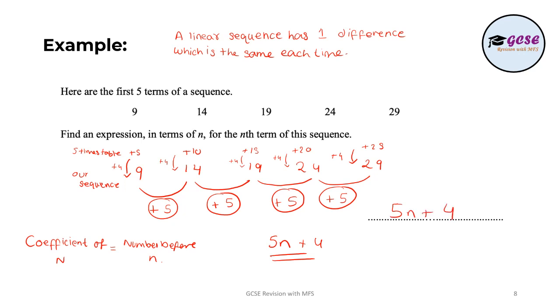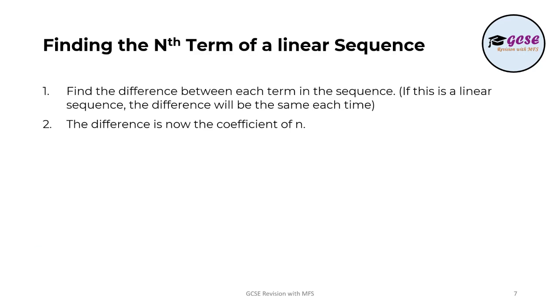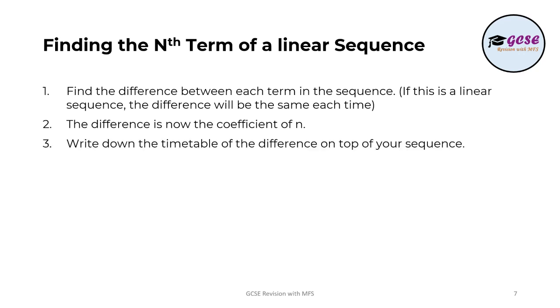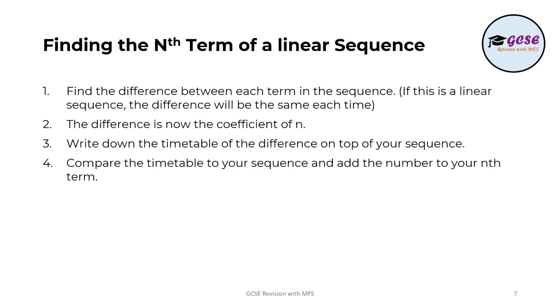Okay, so as you can see over here, all we're doing, if I go back to the steps, you find the difference between each term in the sequence. If it's a linear sequence, the difference will be the same each time. The difference is now the coefficient of n, so the difference which you've worked out will be the number before the n. Then you write down the times table for the difference on top of your sequence, and then you compare the times table to your sequence and you add it to your nth term.